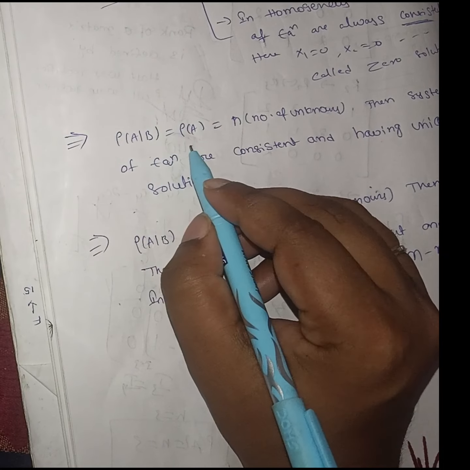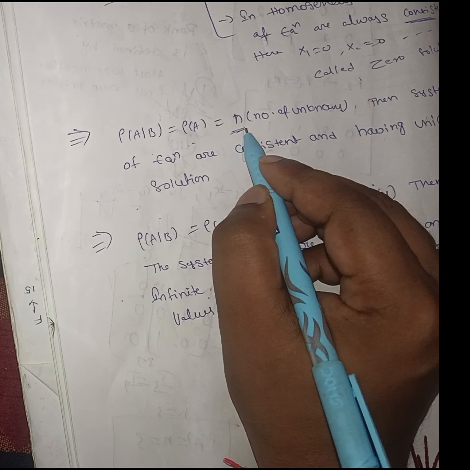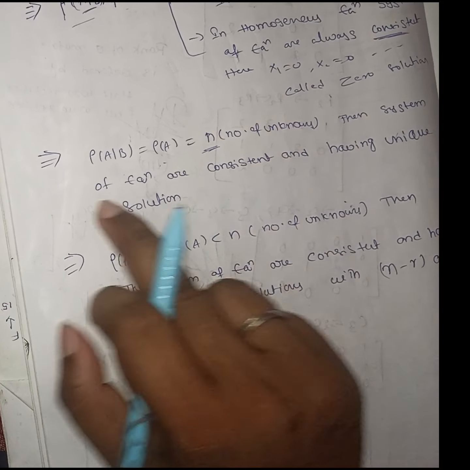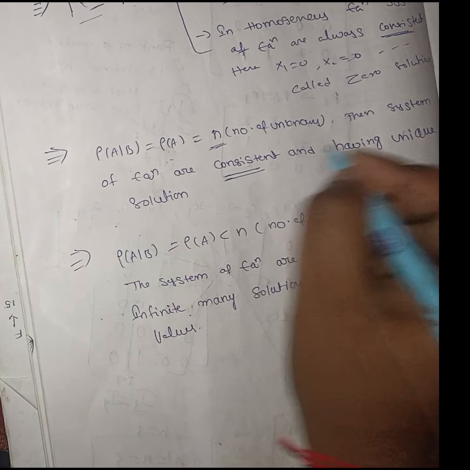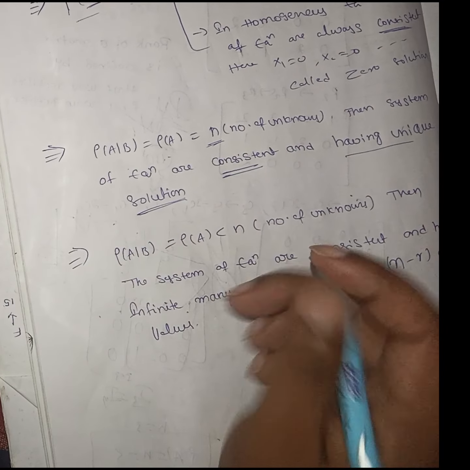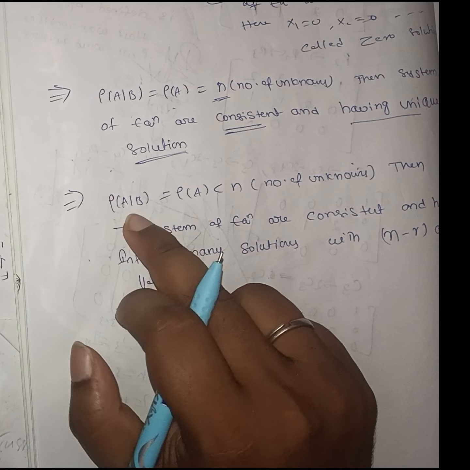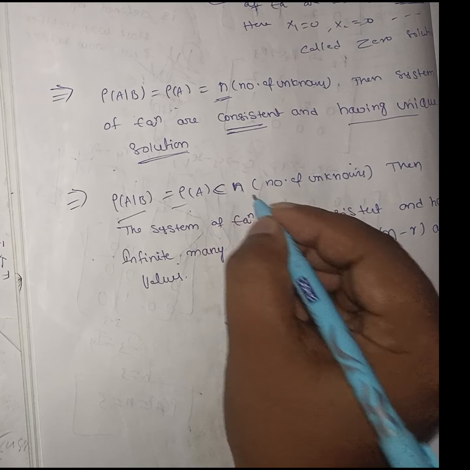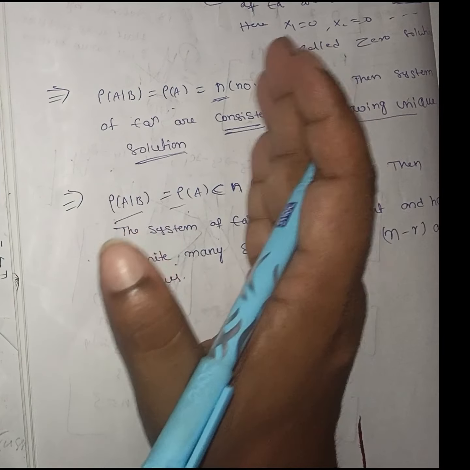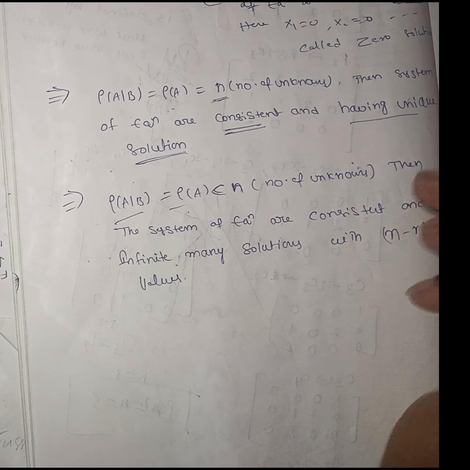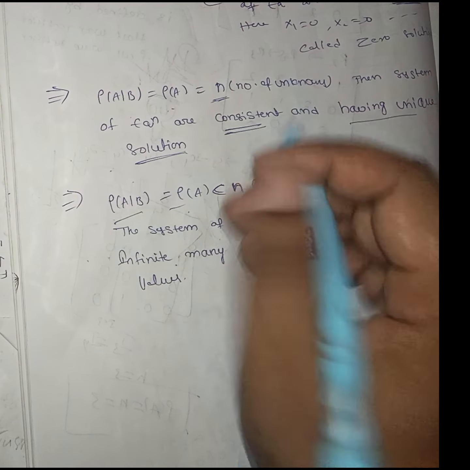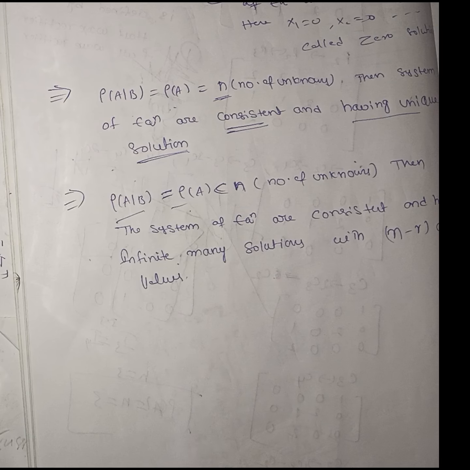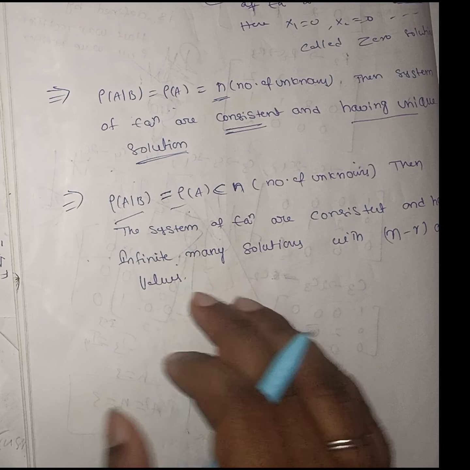I write here: rank of AB is equal to rank of A is equal to n, the number of unknowns. The system of equations is consistent and has a unique solution, meaning only one solution. If the rank of AB, the augmented matrix, is equal to the rank of the coefficient matrix and less than n, the number of variables, then the equations are said to be consistent because rank of AB is equal to rank of A, and have infinitely many solutions.